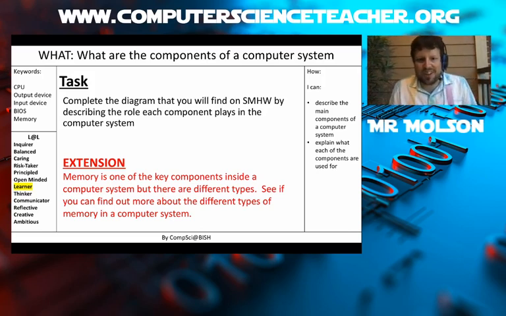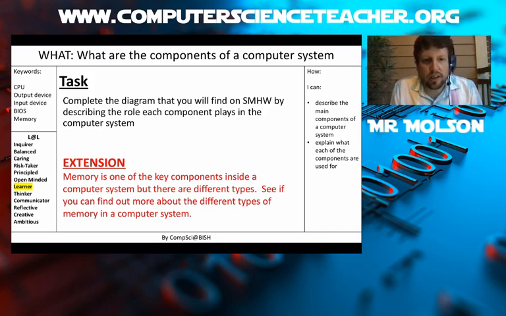Okay, so hopefully you found that video useful. There were lots and lots of different components of the computer system that they talk about. So your task, which is posted on Show My Homework, is going to be to explain what you found out about each of the different components that was talked about in that video. Feel free to play the video back again in your own time. I'm going to be looking for you to explain what each of those different components did, and please, like last week, upload your completed work to Show My Homework.